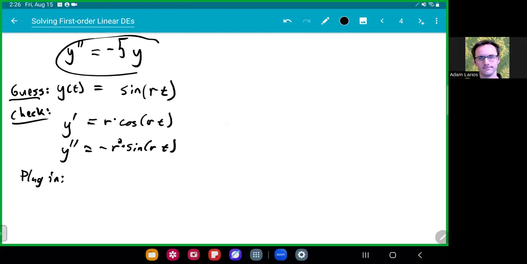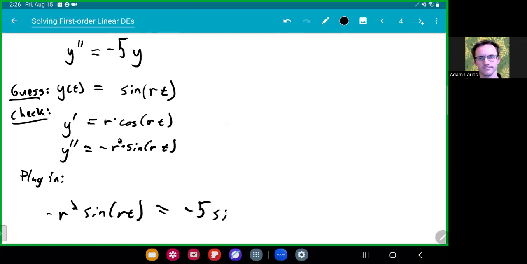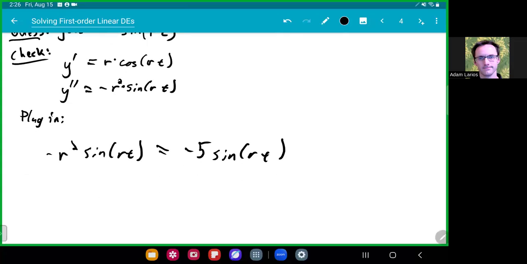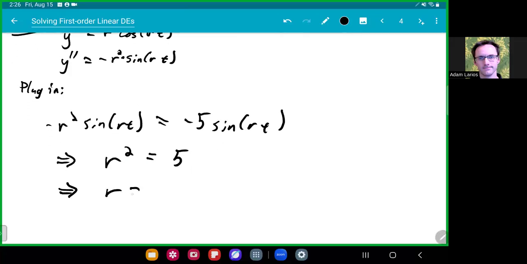And then we can plug this in. So we're plugging it in again into the equation. On the left-hand side we get minus r squared sine of rt. That's y double prime. And on the right-hand side, we get minus 5 sine of rt. The only way that these two functions can be equal for every value of t is, of course, there are some values of t that make sine of rt equal to 0. But we'll just choose a value of t that doesn't make sine of rt equal to 0, in which case that implies that r squared is equal to 5. And then that tells us that r can be plus or minus square root of 5.